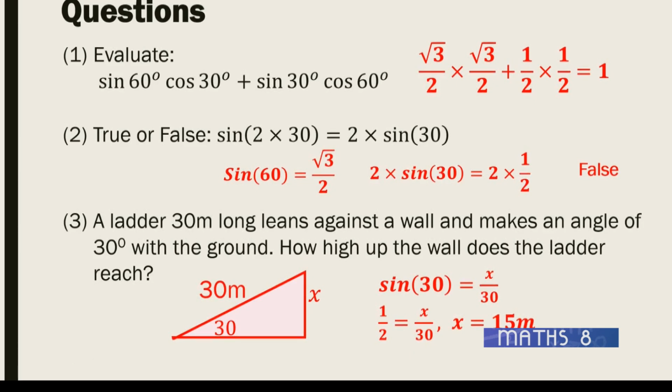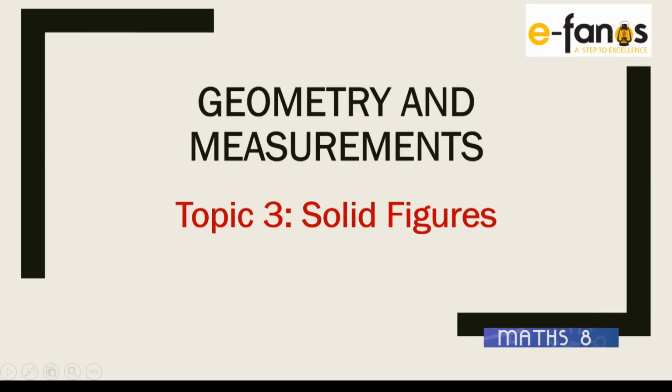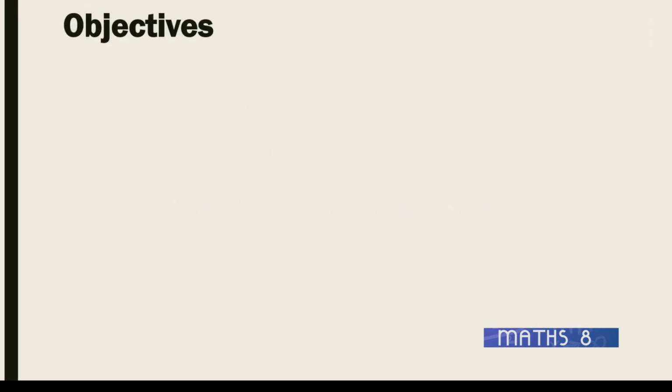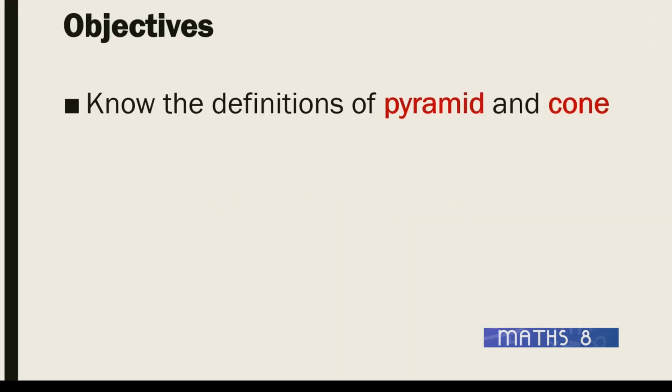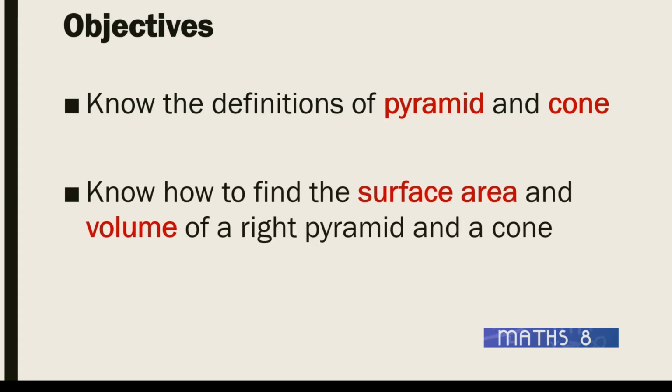This is the end of topic 2. Unit 7, Geometry and Measurements. Topic 3, Solid Figures. The objectives for this topic are to know the definitions of pyramid and cone, and to know how to find the surface area and volume of a right pyramid and a cone.